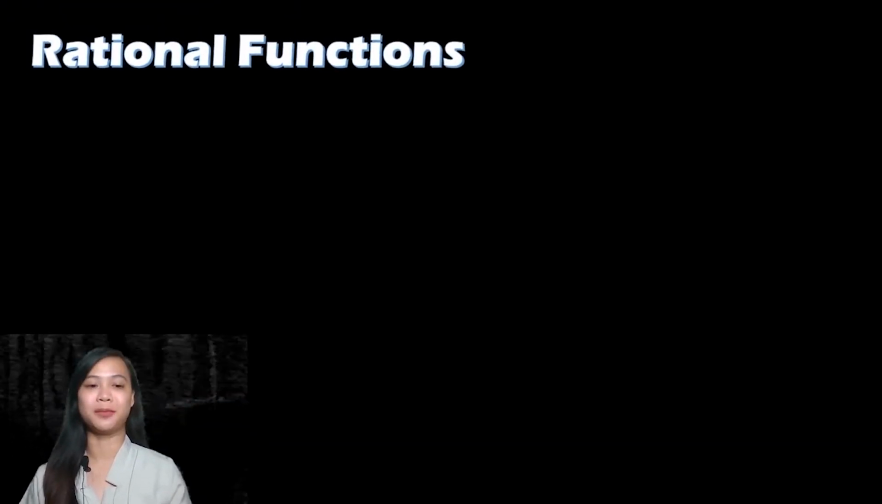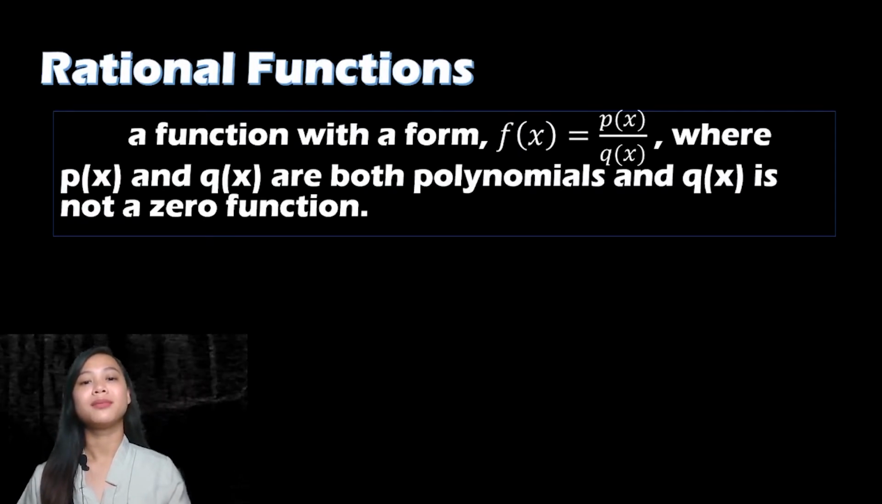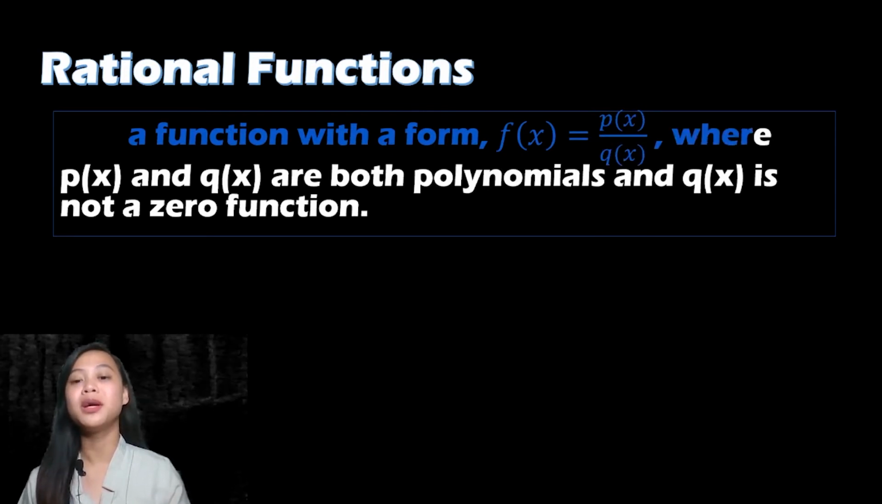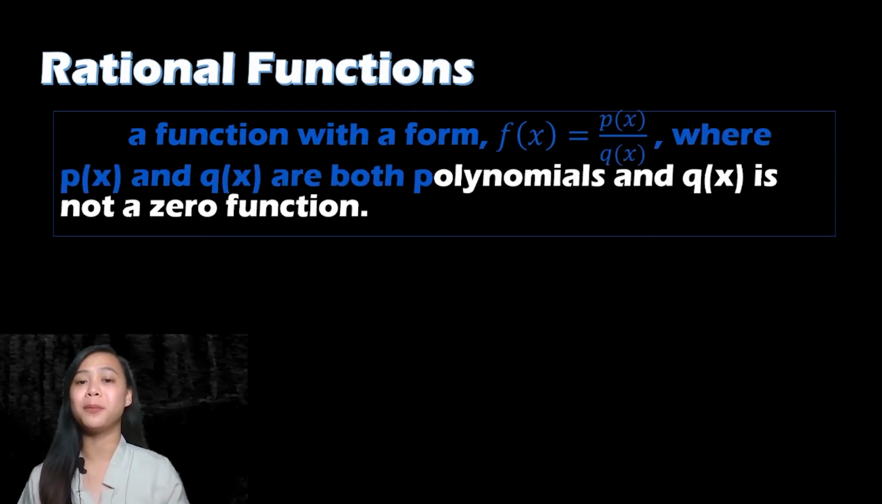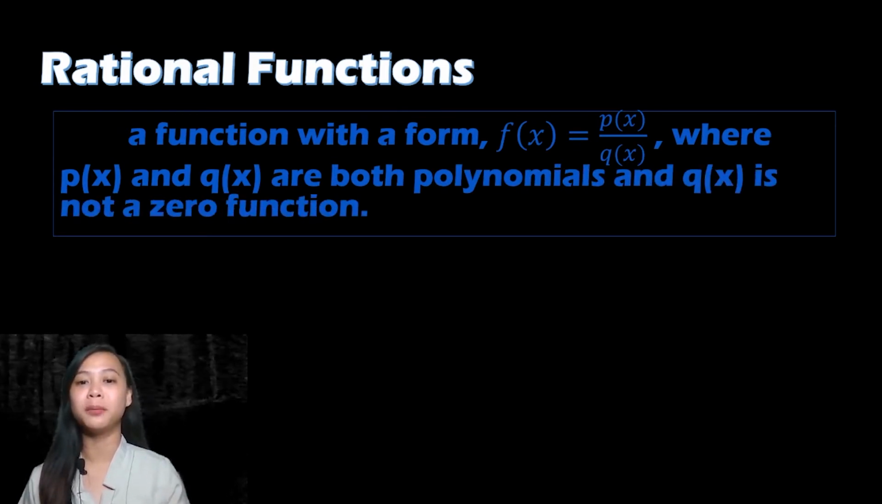So first, let us define those terms. Rational functions. It is a function with the form f of x equals p of x all over q of x, where p of x and q of x are both polynomials and q of x is not a zero function, meaning this is a function involving a fraction or ratio where your numerator and denominator are both polynomials.